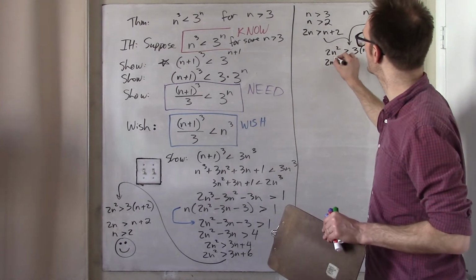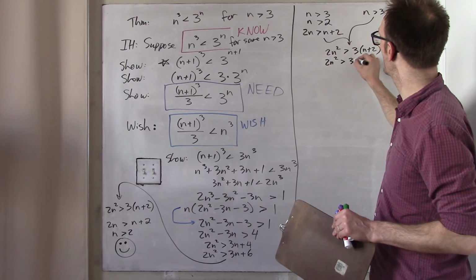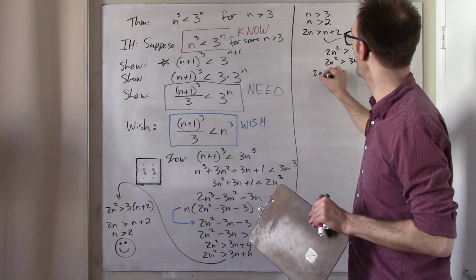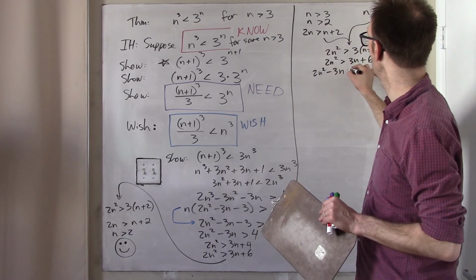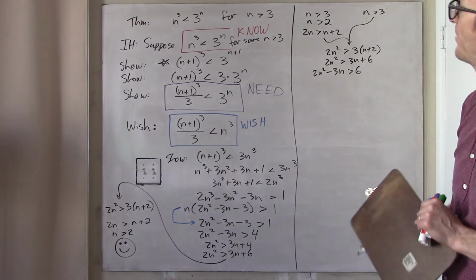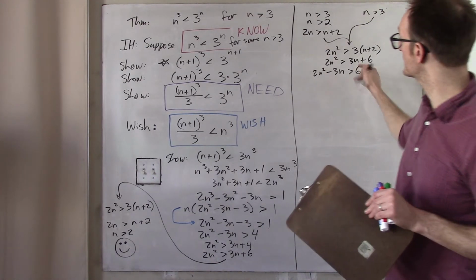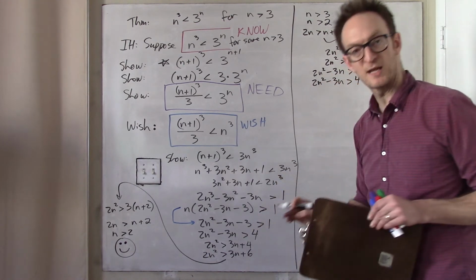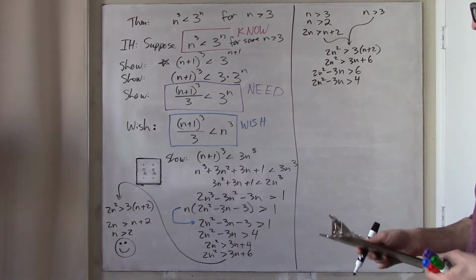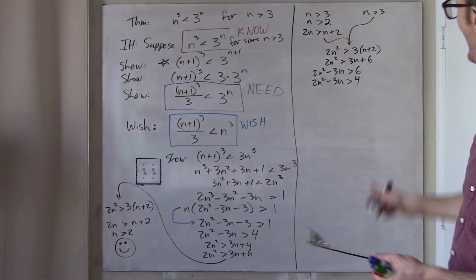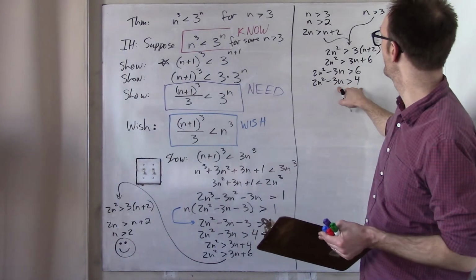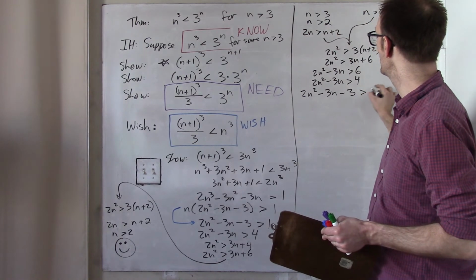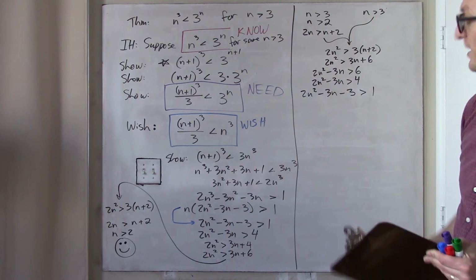So that means that 2n squared is bigger than 3n plus 6. And that means that 2n squared minus 3n is bigger than 6. But if 2n squared minus 3n is bigger than 6, then it must be true that 2n squared minus 3n is bigger than 4, because anything that's bigger than 6 is also bigger than 4. Now I subtract 3 from both sides of this, so that gives me 2n squared minus 3n minus 3 is bigger than 1. Now we're getting somewhere, right?